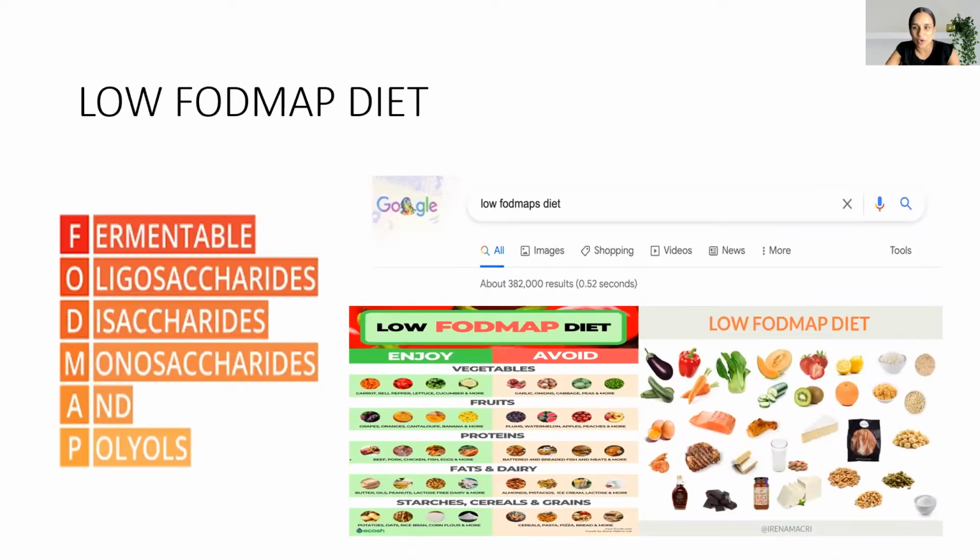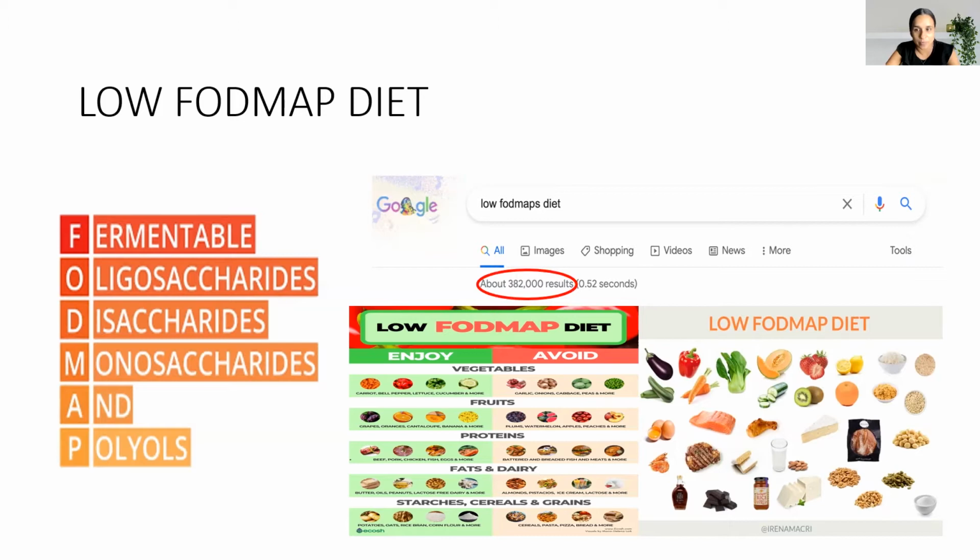Okay, so what is the low FODMAPs diet? The low FODMAP diet is low in poorly absorbed and fermentable carbohydrates and uses dietary restriction and rechallenge to determine each individual's tolerance to various short-chain carbohydrates. Due to its growing popularity, a simple online search for a low FODMAPs diet can give almost 400,000 results. But what exactly are FODMAPs?